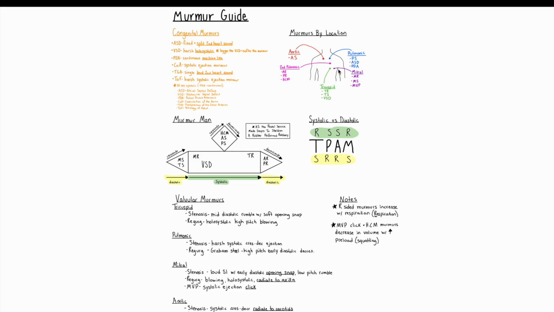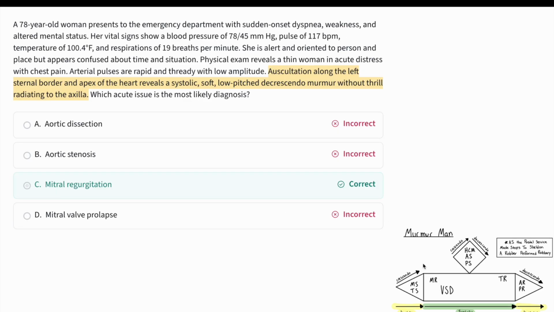The reason that this isn't all-inclusive is because here they're describing mitral regurg as a low-pitched decrescendo murmur, and here we have it as a holosystolic murmur. And really the murmurs can vary a little bit in how they are described, but with the clues, you should be able to figure out what the murmur is.